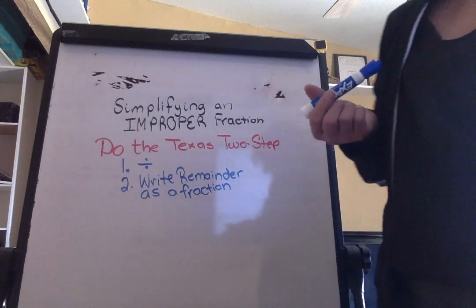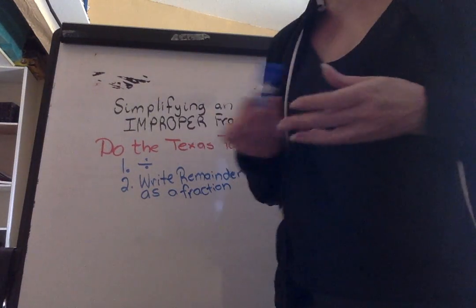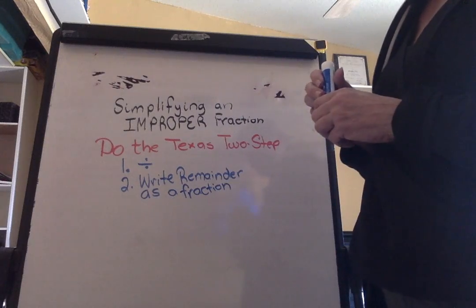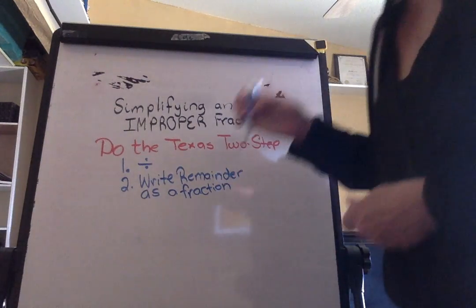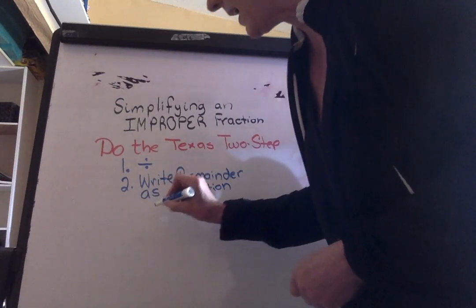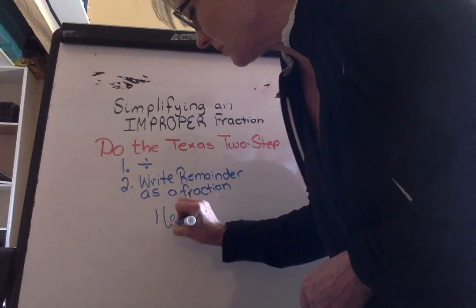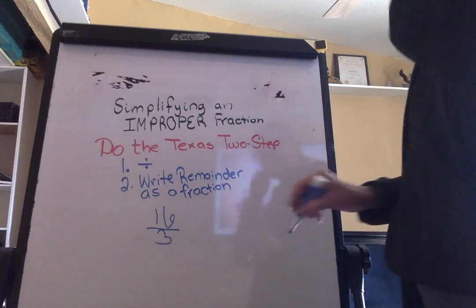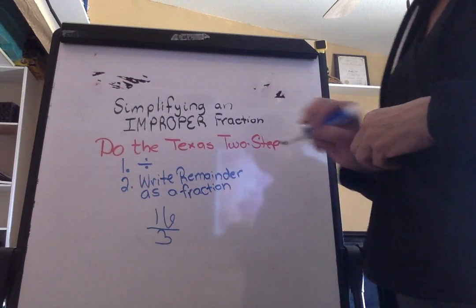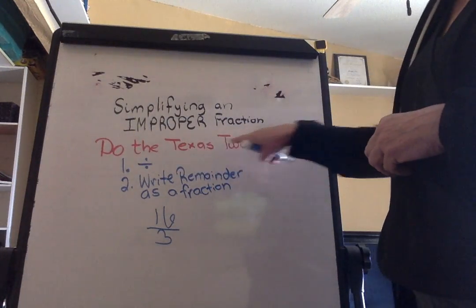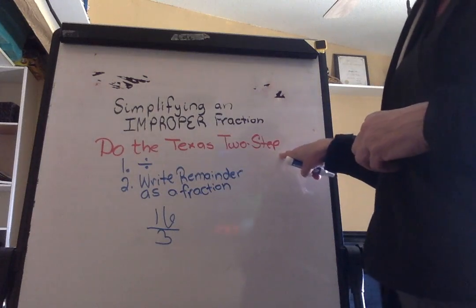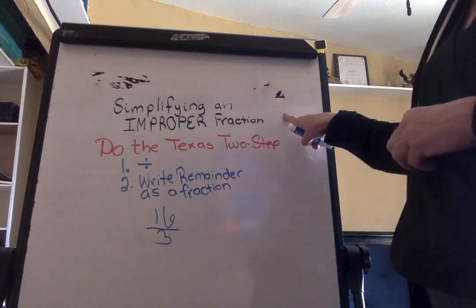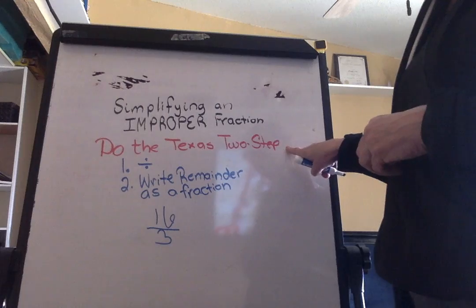Okay, guys, so the first way that we have to simplify fractions is to simplify an improper fraction. Remember that an improper fraction is when you have a fraction where the numerator is greater than the denominator, like the one I've written there, 16/3. Remember, we have a strategy to help us called the Texas two-step. So if you have to simplify an improper fraction, you're going to do the Texas two-step.